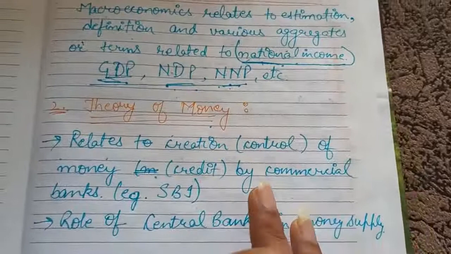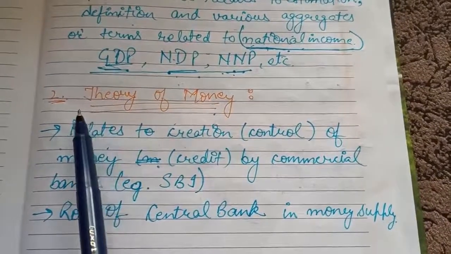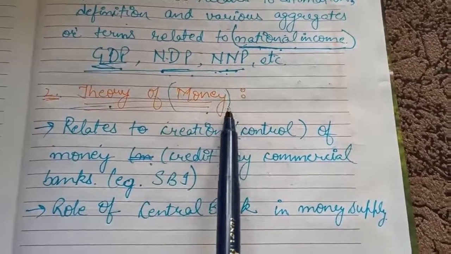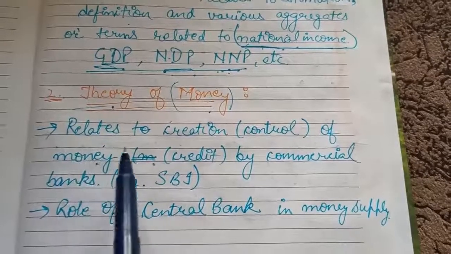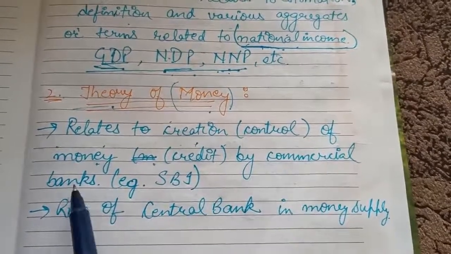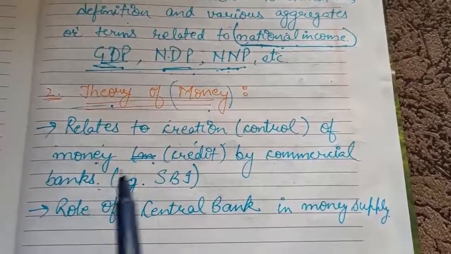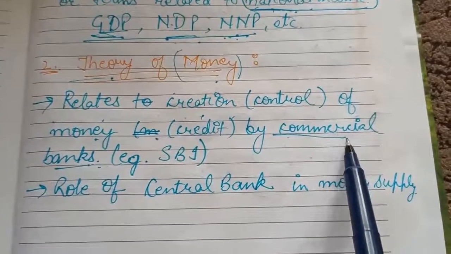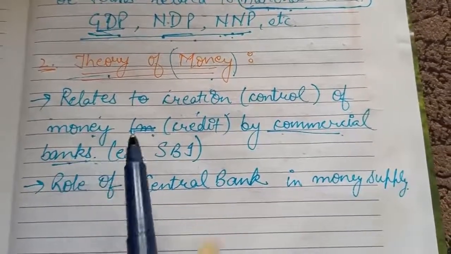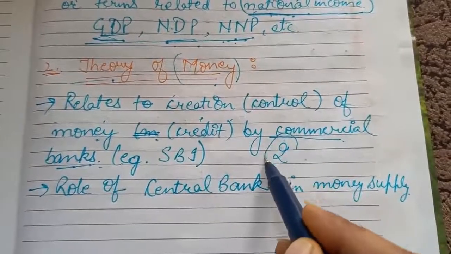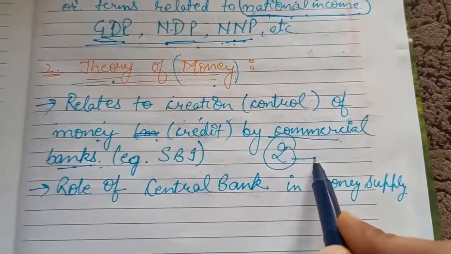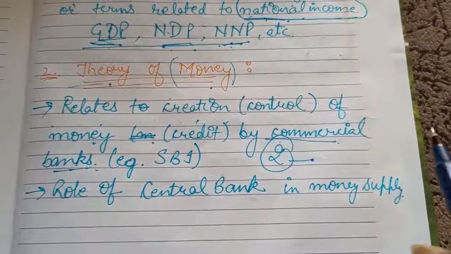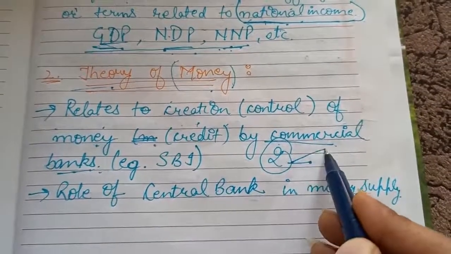Now the next point is the theory of money. It is the next point of the scope of macroeconomics, and a separate chapter called money is also there in your book, right? So it relates to the creation or control of money or credit by commercial banks. Now firstly, you must know what commercial banks are. Commercial banks can be defined as banks which have two main functions. The two main functions are accepting deposits, that is, when we have extra money to save, we go to the banks and deposit our money. And the second function is to grant loans.